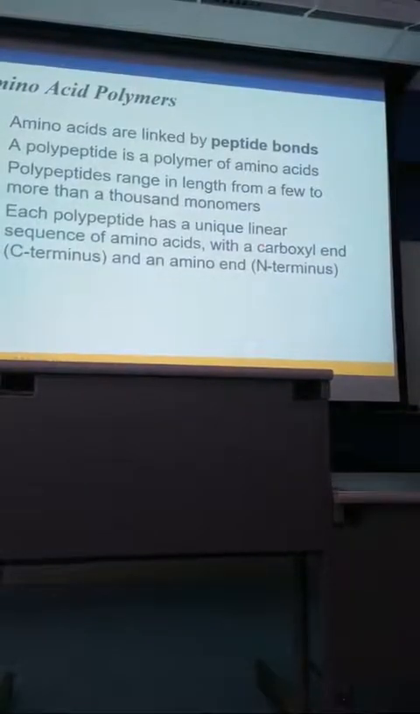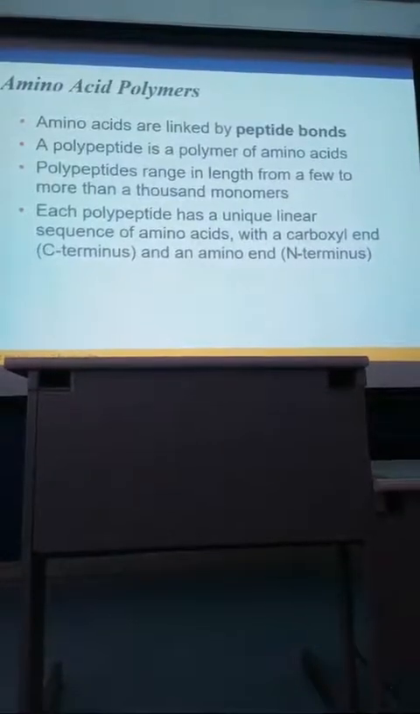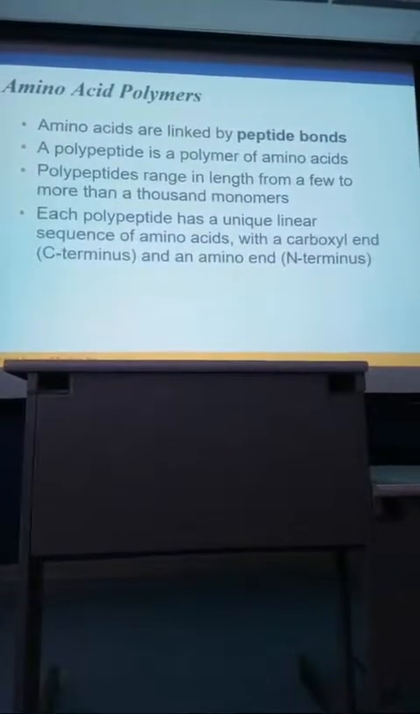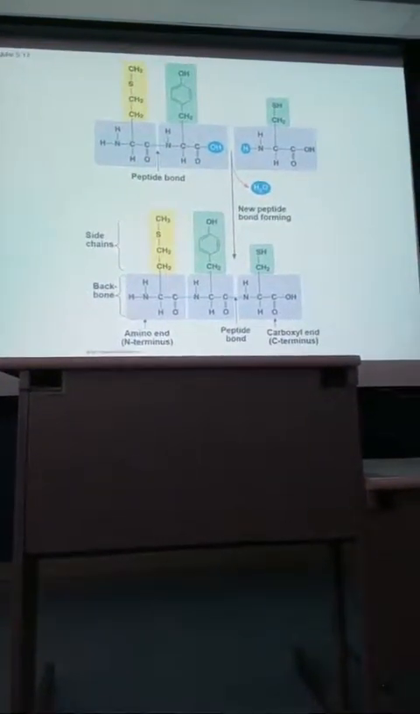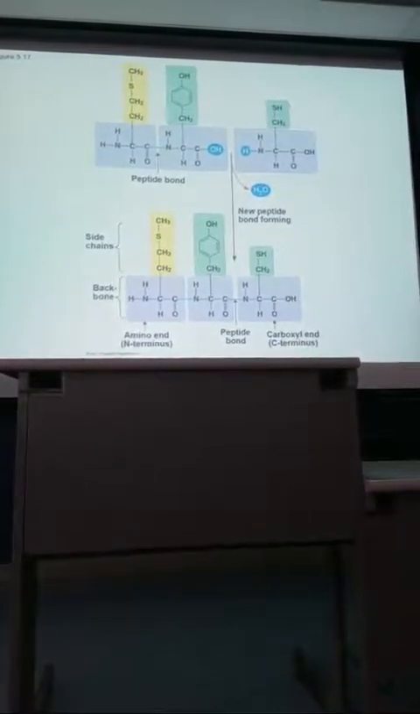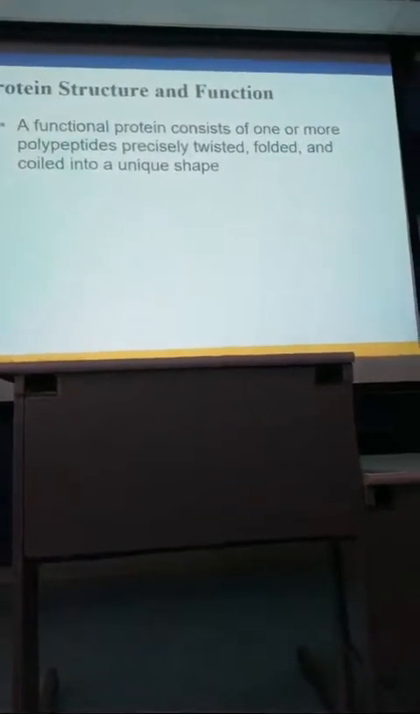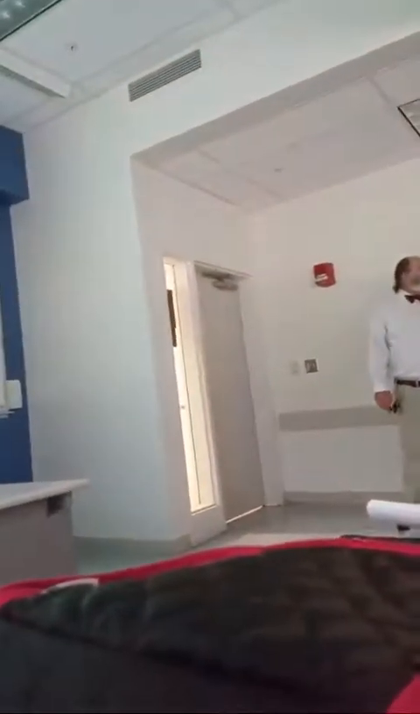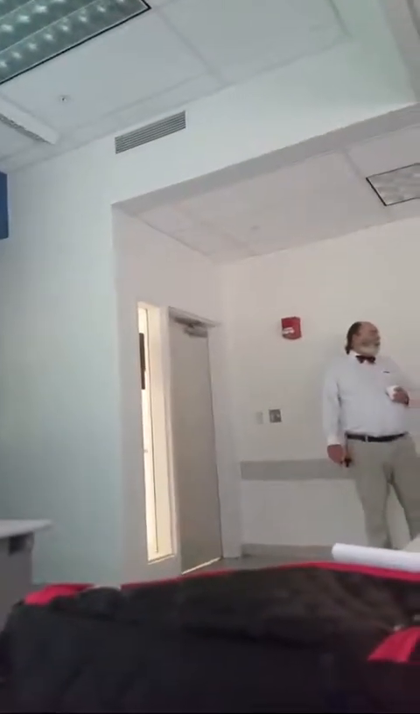Note at the end of a polypeptide, there will be one end that is a carboxyl end, where the carboxylic acid is, and then the other end, the amino group. Carboxylic acid will be on one end, that's called the C terminus. The end that has the amino group is called the N terminus.